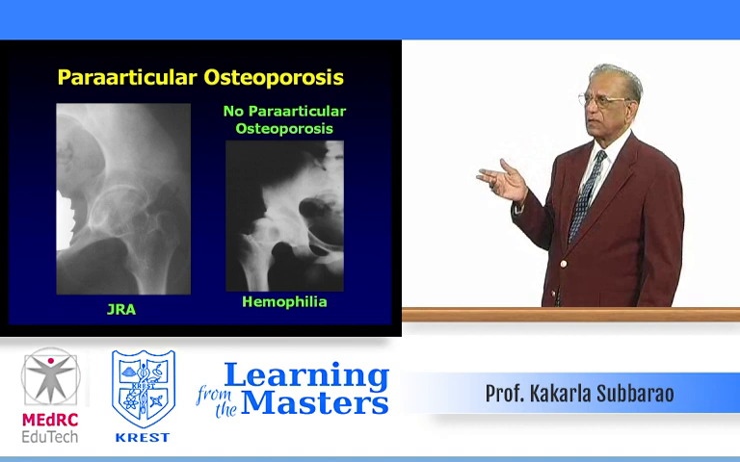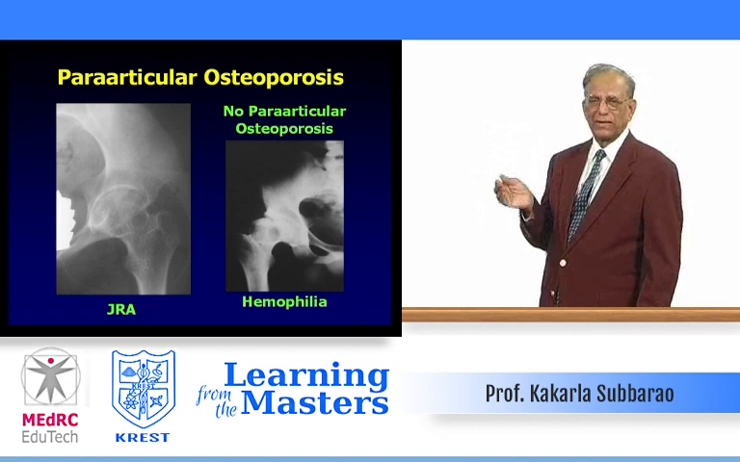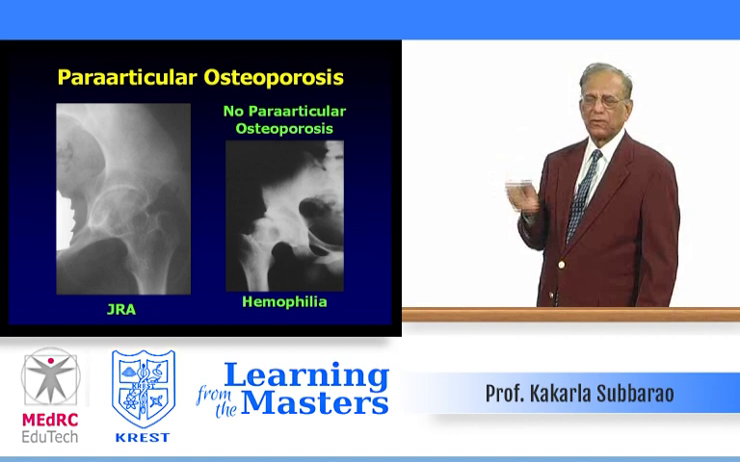There is no osteopenia at all. On the other hand, the head is flattened, maybe fragmented, and there is a pseudotumor in the neck of the femur because of the hemorrhage. This is a hemophilic pseudotumor in the neck, with hemophilic arthritis of the hip.